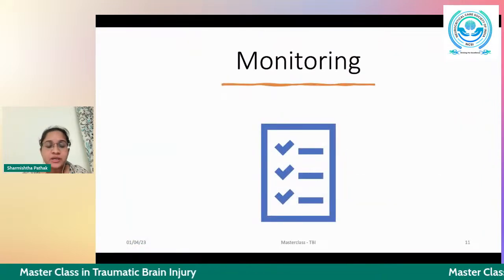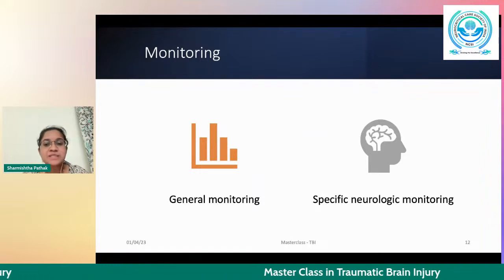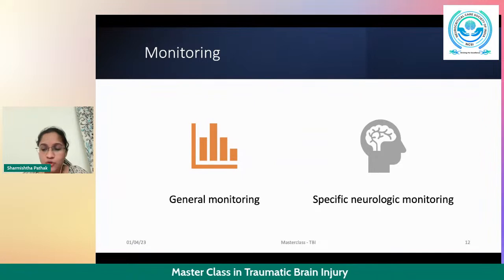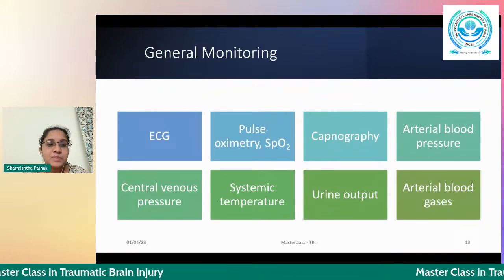Starting with monitoring. So there are two parts of monitoring, the general monitoring of the patient and specific neurologic monitoring. So what should we monitor generally in a patient in the neuro ICU with a TBI?